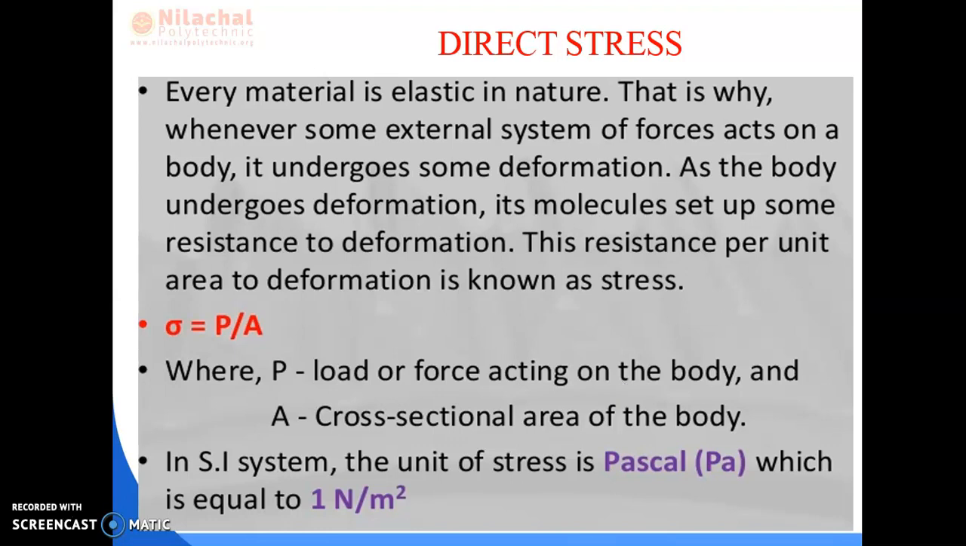First of all comes the direct stress. We know that every material is elastic in nature. So when an external load is applied upon it, it undergoes some deformation, and the deformation disappears once the load is removed. The resistance offered by the material to the applied load is known as stress. Sigma is equal to P by A, where P is the load acting axially upon the body and A is the area of cross section of the body.